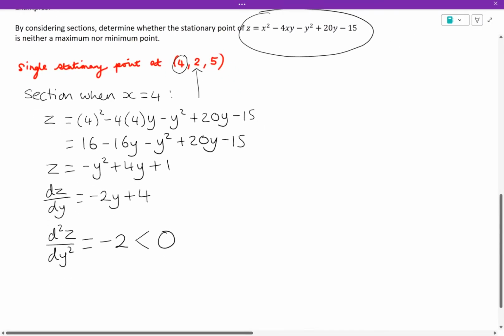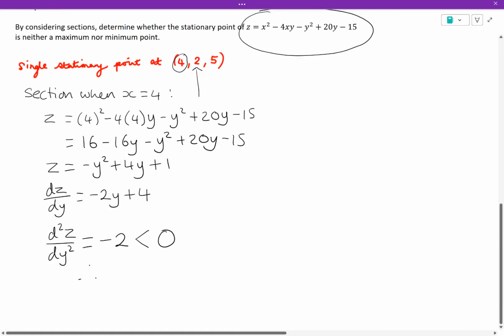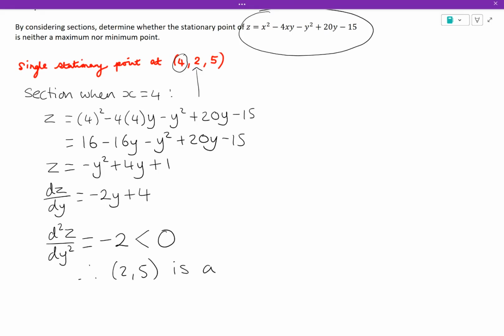So therefore, the point 2, 5 is a maximum on this section. And I've got the 5, that's the z coordinate that I know is going to be on that section. So we've established on this section we have a maximum.